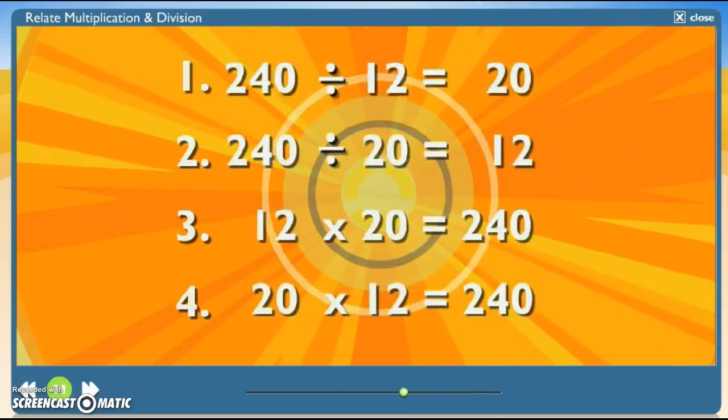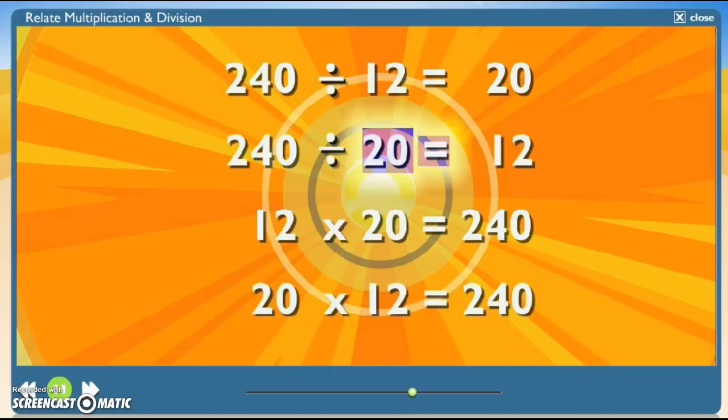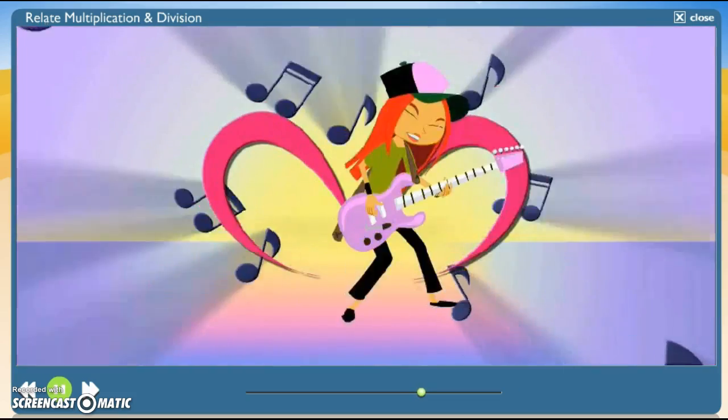You were right. 4 equations out of 3 fact family members. 240 divided by 12 equals 20. 240 divided by 20 equals 12. 12 times 20 equals 240. 20 times 12 equals 240.